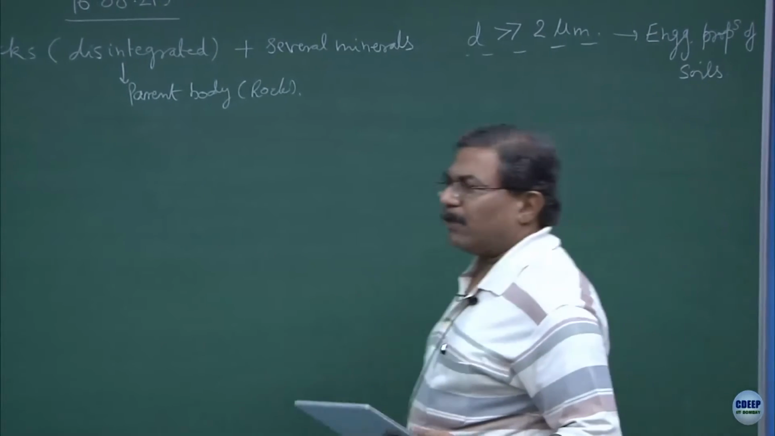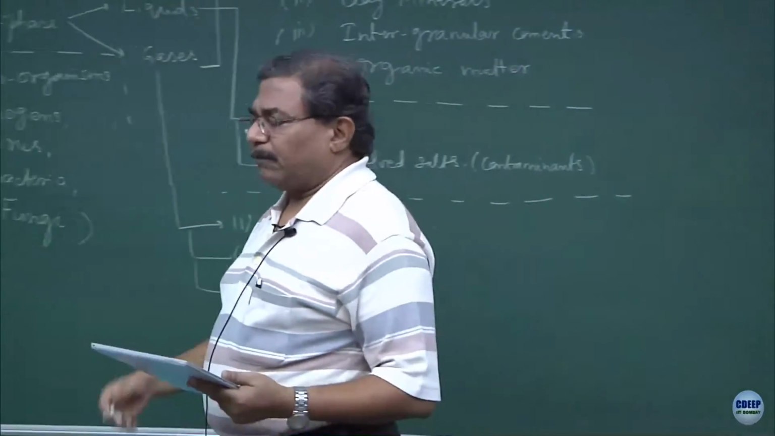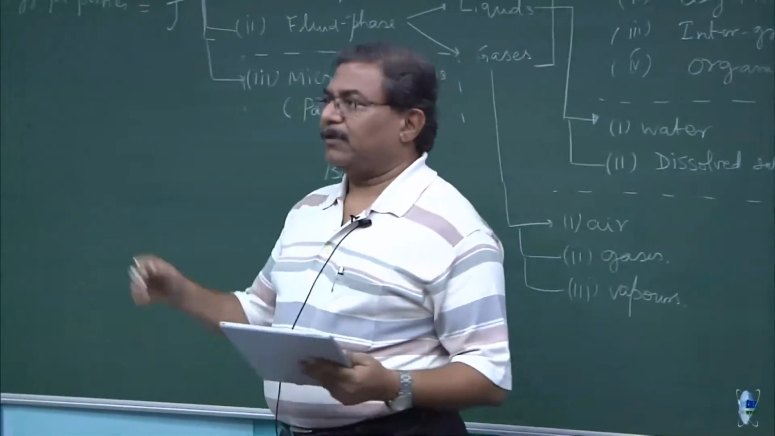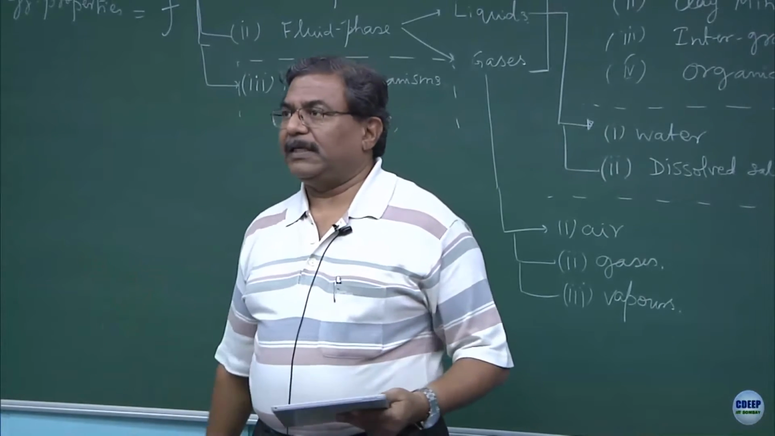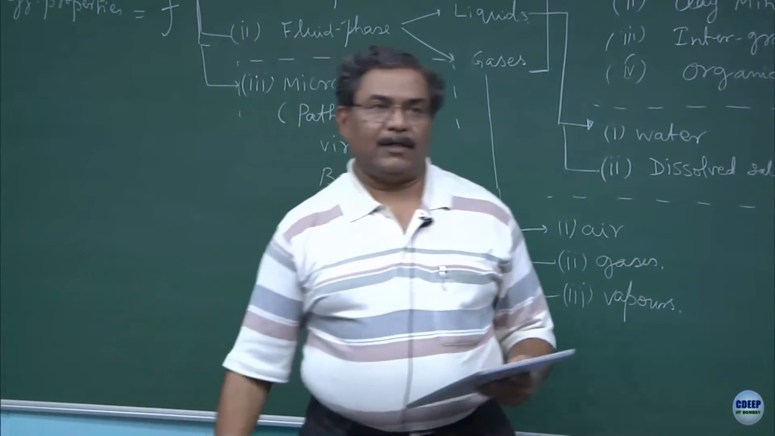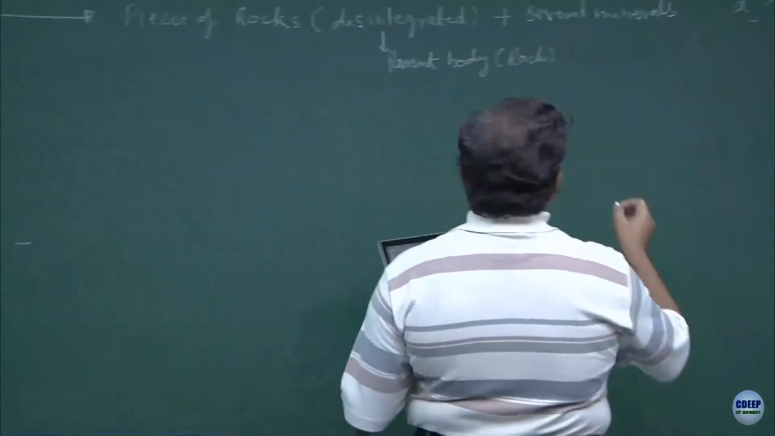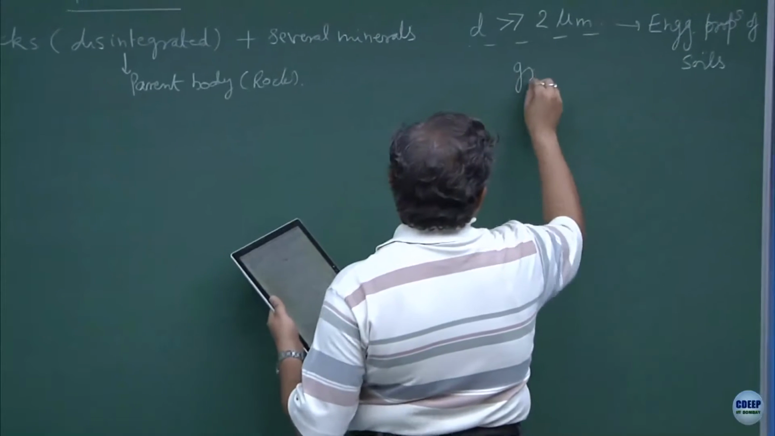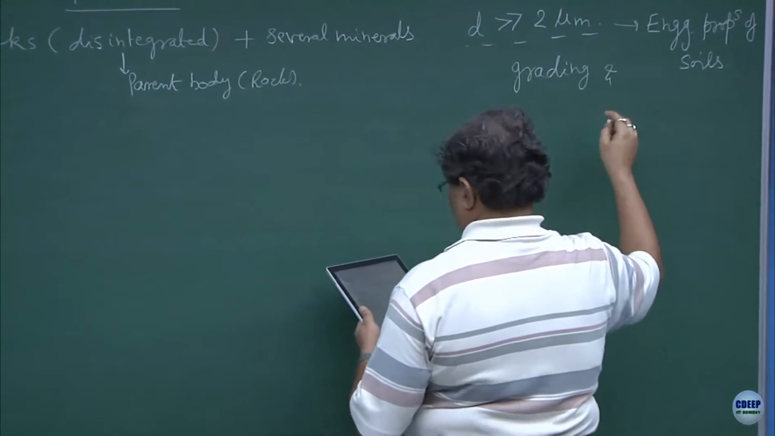We will be talking about different types of engineering properties: how would you compact them, how water permeates through them, how gases permeate through them, how to consolidate them, what will be the strength of these materials, when do they collapse and so on. So, here we are more interested in their grading and compactness.